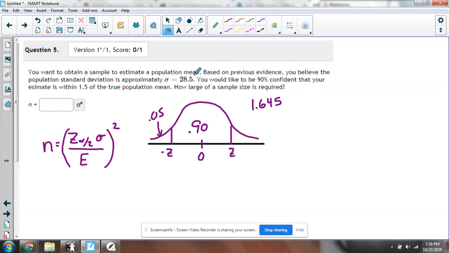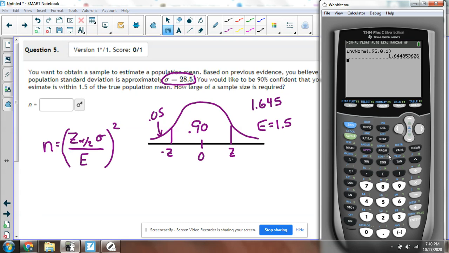Sigma we have is 28.5. It says you want to be 90% confident that your estimate is within 1.5 of the true population mean. So E is going to be 1.5. So we have everything we need. I'm going to do z of alpha over 2, which is this, times sigma, 28.5, divided by 1.5. And now I have to square that. Take that answer, and square it.